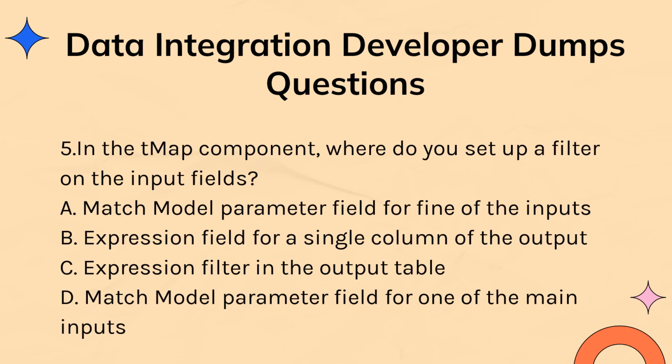5. In the tMap component, where do you set up a filter on the input fields? A. Match model parameter field for one of the inputs. B. Expression field for a single column of the output. C. Expression filter in the output table. D. Match model parameter field for one of the main inputs.